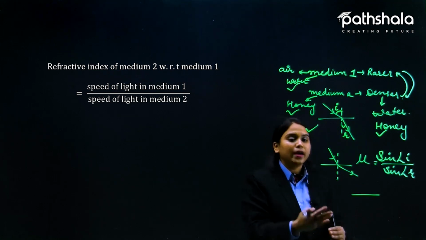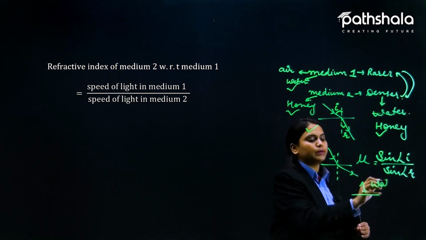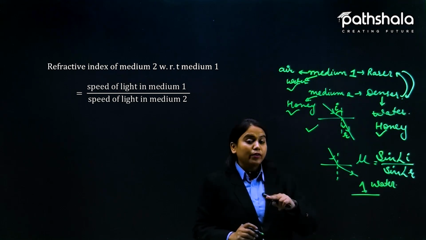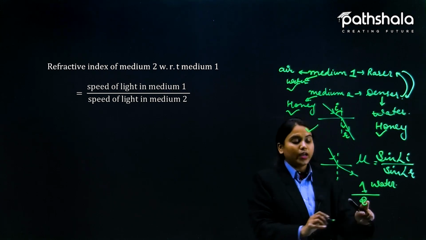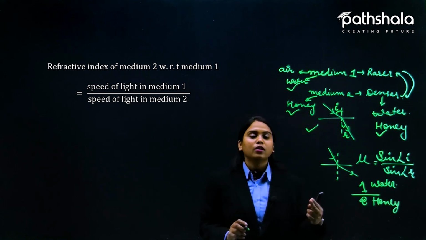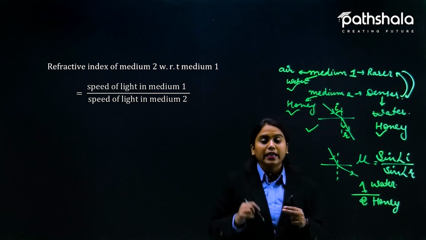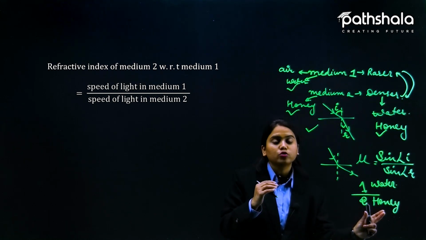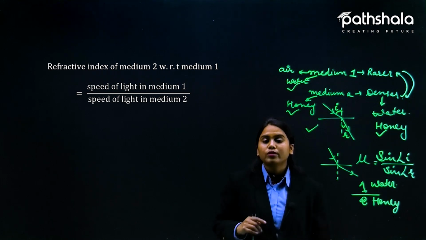Whatever we want to compare with, we keep on top. Like, we want to compare with water, so here we put the speed of light in water. And we need to find it out for honey, so honey you have to keep at the bottom, that is, the speed of light in honey. Whatever you have to find, put it at the bottom, because many students make this mistake that they keep it with respect to as a priority. With respect to means that it comes to the denominator part. So this is the wrong answer, students. Make sure you are not going to make that mistake.